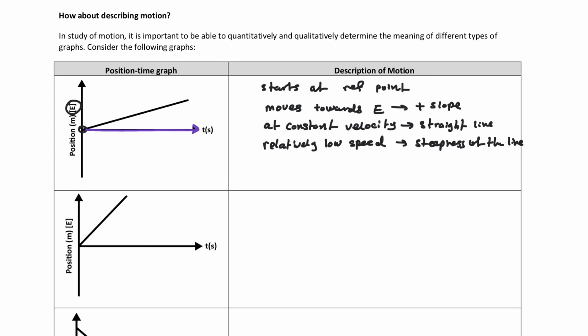Now for the next one, again, it starts at the reference point. Again, it moves east because it's a positive slope. Again, it's constant velocity because it's a straight line. In terms of speed, though, in terms of the steepness of the slope, it's much higher. So I'll call this A, B, C. A, B, and C all apply here, but the next point doesn't, because in this case it's a relatively high speed, and that's because the steepness is high.